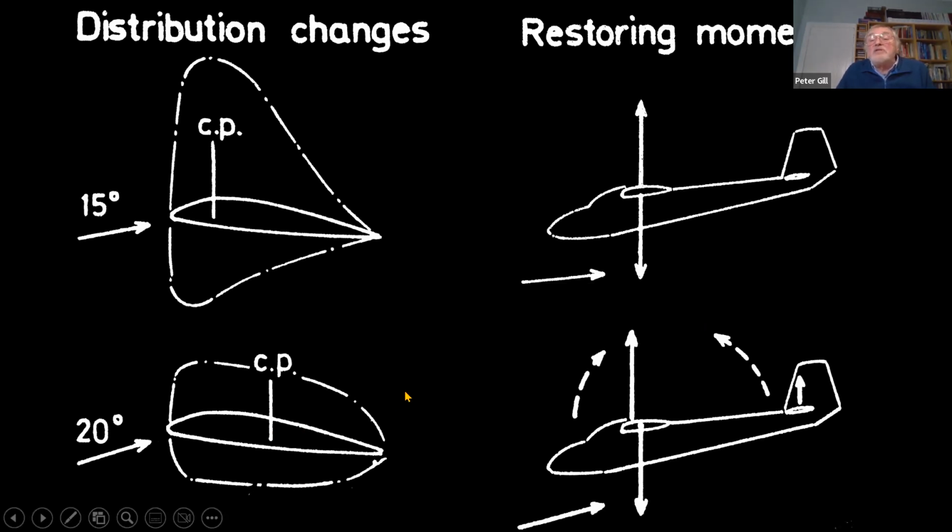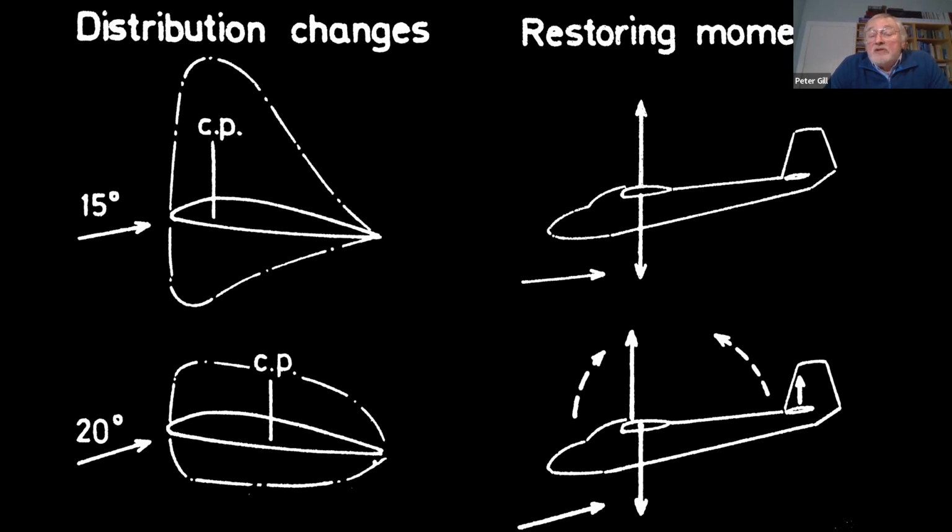So what restores the angle of attack is simply the tailplane. As the angle of attack increases on the wing, it also increases on the tail. But the tail is much further away from the center of gravity than the wing, and therefore that provides the restoring moment. As long as the tailplane is at a lower angle of attack than the wing, and that's simply a bit set. The incidence is usually about 1 or 2 degrees.